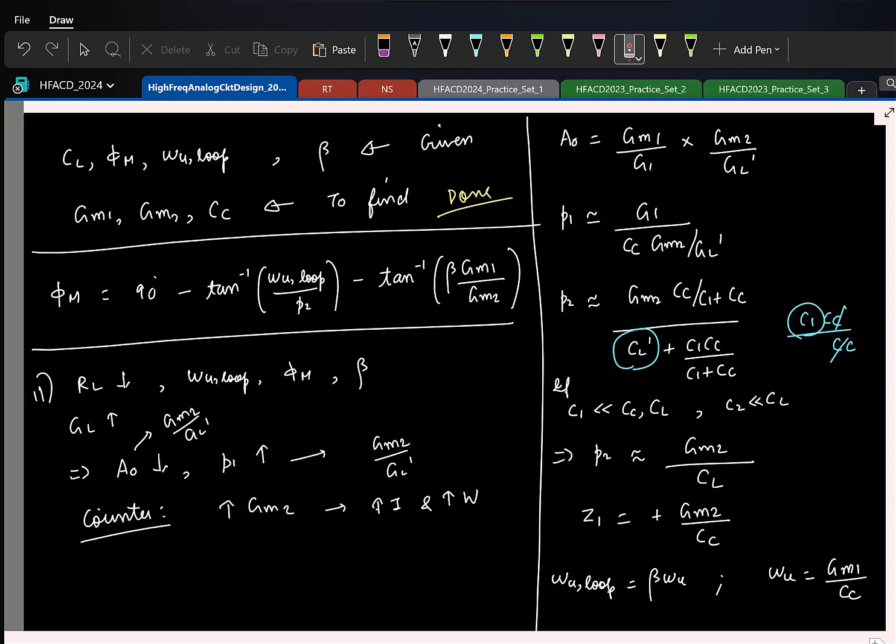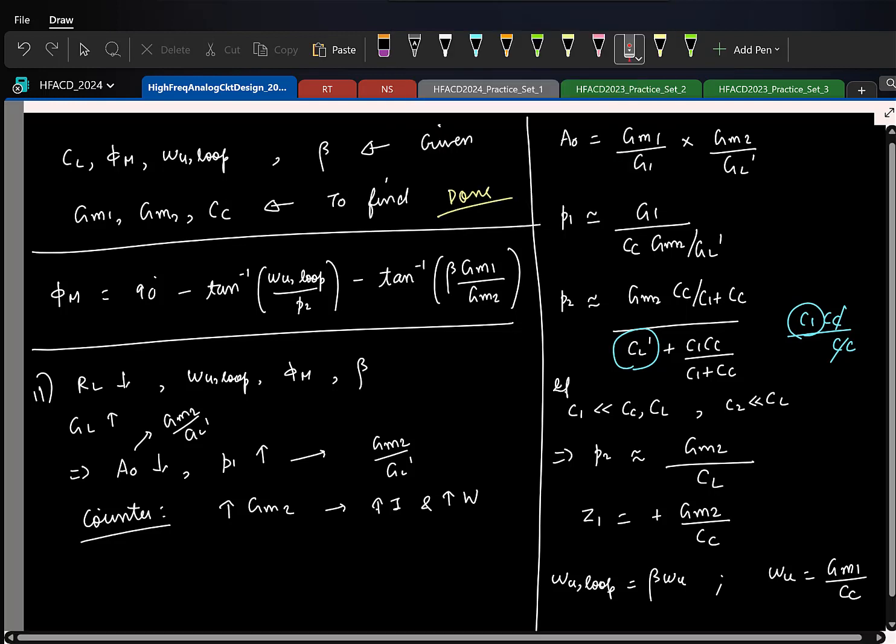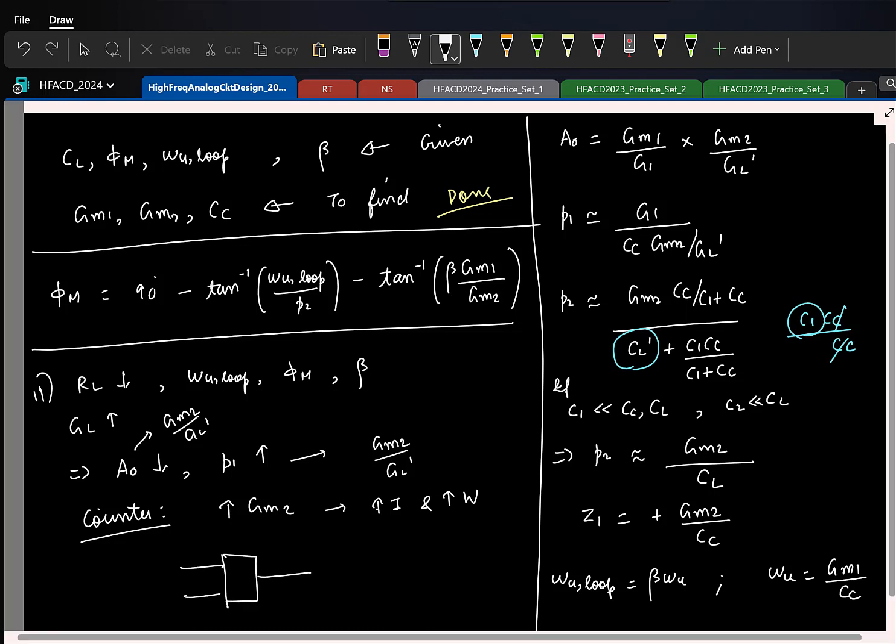Why? Because it's the main task of the second stage. If you recollect, the main reason to come to the second stage is that it should drive the output. The first stage was giving the gain, and the second stage's goal is to drive the output load. So if the load becomes difficult to drive, you make the second stage stronger. Okay.